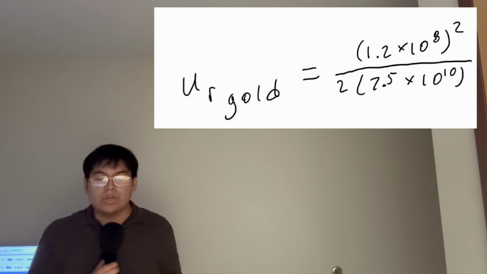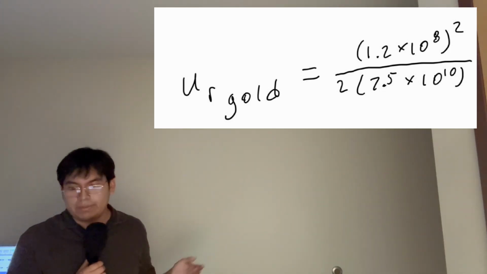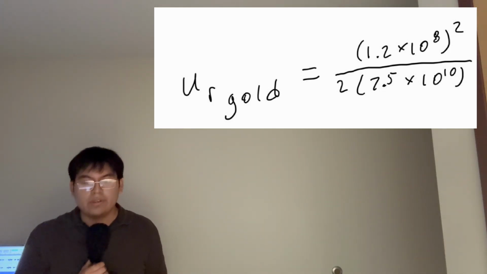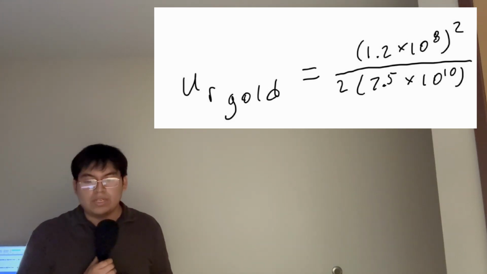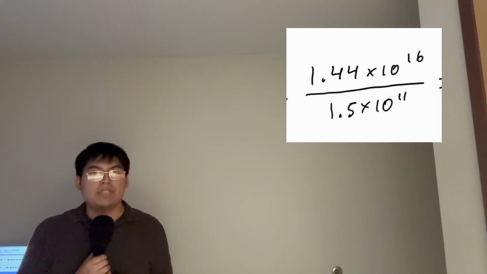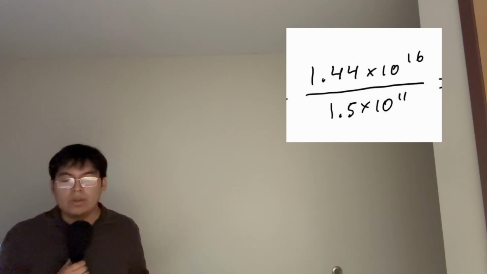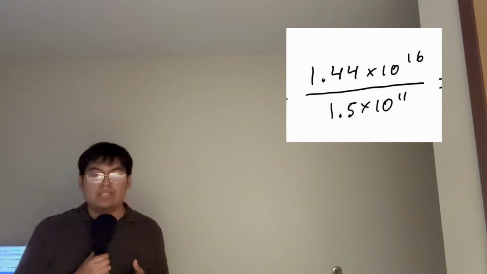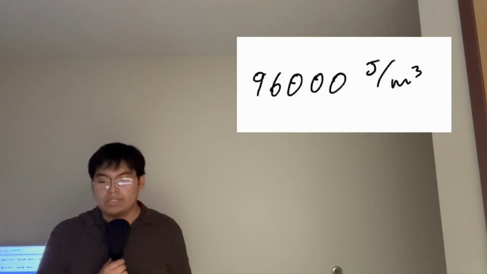So we're going to have on the top 1.2 times 10 to the 8 squared, over 2 times 7.5 times 10 to the 10. So once we carry out the squaring on the top, we're going to get 1.44 times 10 to the 16, and on the bottom, we're going to get 1.5 times 10 to the 11. So now once you carry out the division, we're going to end up with a resilience of 96,000 joules per meter cubed.